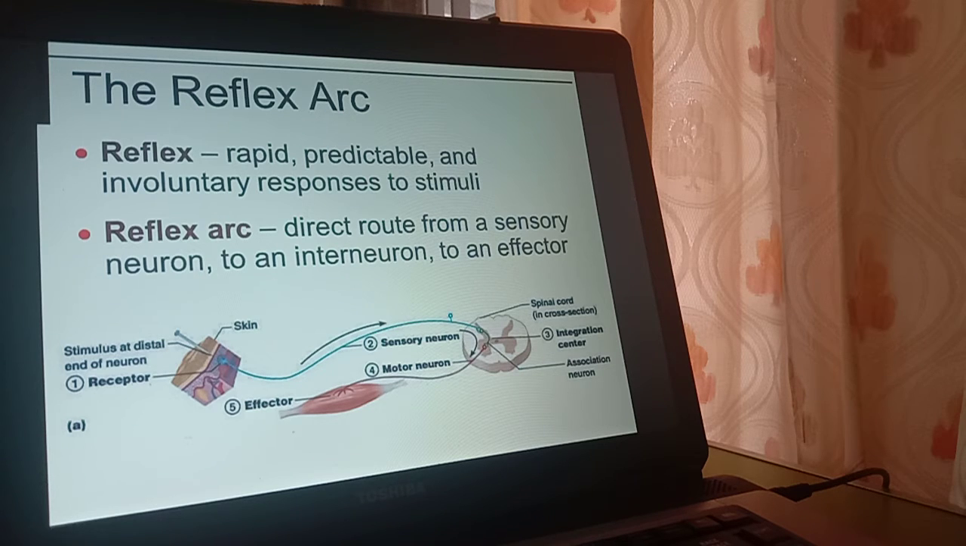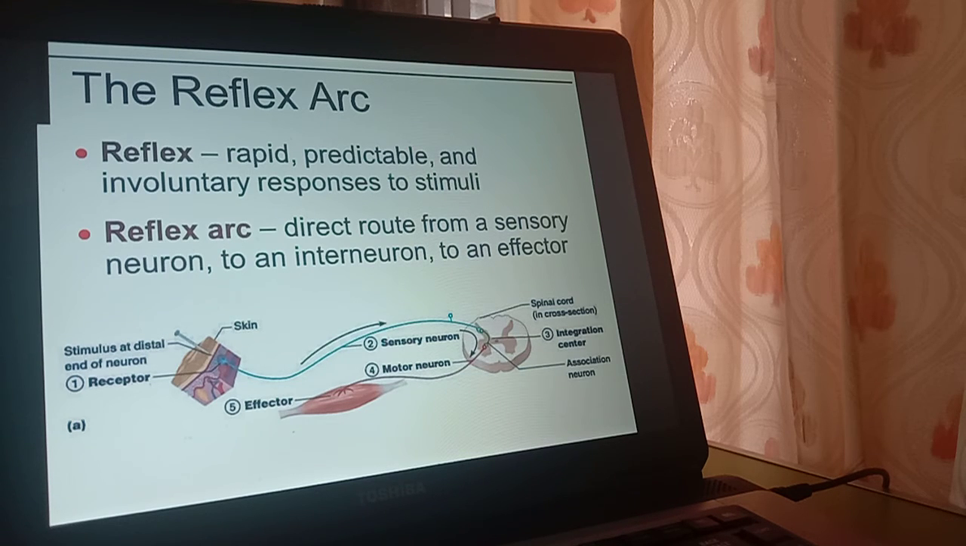So reflex means it is a rapid, predictable and involuntary response to stimuli. It's not under our control. The moment you touch it, you are not aware of it, but the moment you touch it, you happen to get a shock.